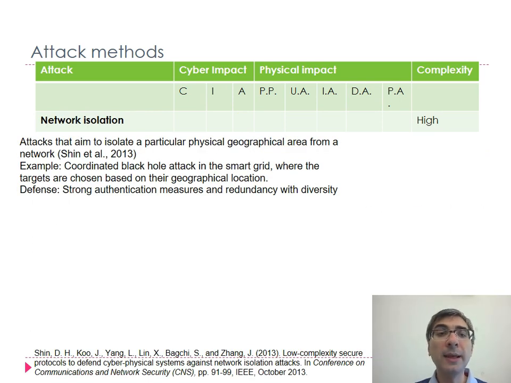Network isolation. Now this is a special case of attack. Here the attacks aim to isolate a particular physical geographical area from a network. How will this happen? Well, it depends on the specifics of the system, of the network. But one way would be to have a black hole attack in the smart grid, where targets might be chosen based on their geographical location rather than their location on the network. So if someone affects, for example with a black hole attack, the data in a specific neighborhood, then that neighborhood will be isolated from the smart grid.